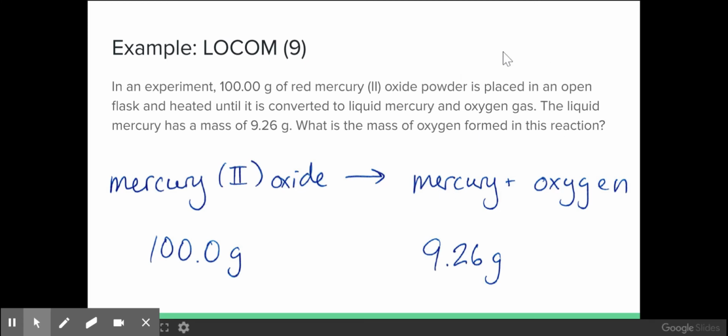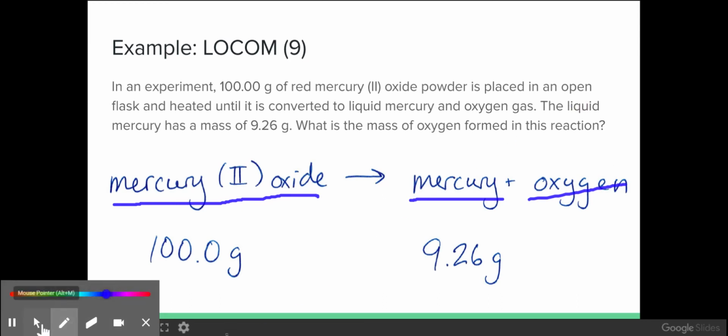When I have a word problem such as this, I like to change it into a symbolic equation. Even though we don't know what the formula is of mercury 2 oxide, we do know that it's the only reactant. Likewise, we know that mercury and oxygen are the only two products. So even though I don't know their chemical formulas, I'm still going to write it as this skeletal equation.